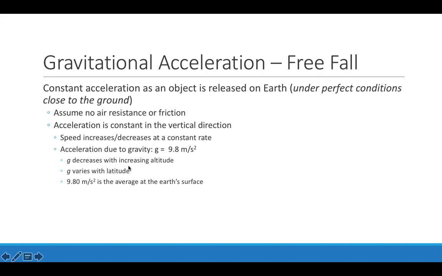So g decreases a little bit with altitude. If you're up in the mountains, it will be a little bit less. And it also varies slightly with latitude. But on average, we can say that the acceleration due to gravity is 9.8 meters per second squared. So what does that mean? That means that when an object is in free fall and under the influence of gravity, its velocity will change by 9.8 meters per second every second that goes by.